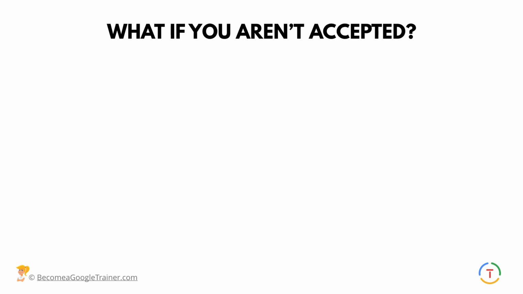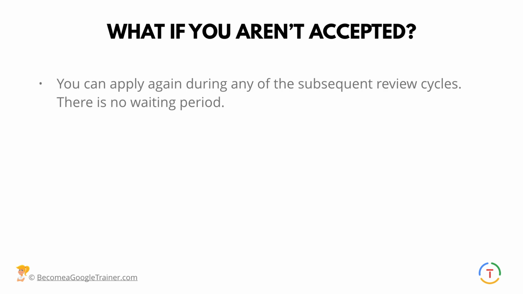So what if you aren't accepted? This can happen. And here, true confession, I was not accepted the first time I applied. I'll tell you why in just a moment. But if you aren't accepted, you can apply again during any of those review cycles. Click submit, go submit again. There's no waiting period. In fact, on the application, they have a little box where you can explain that you've applied before and what you've changed, so that they can better understand what you have changed in your application.